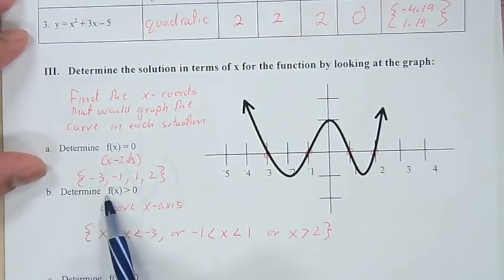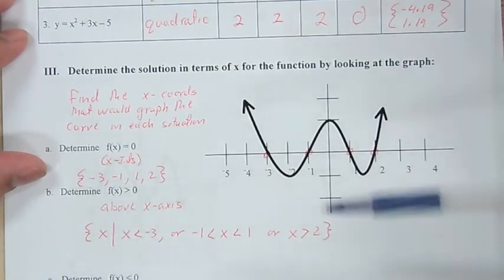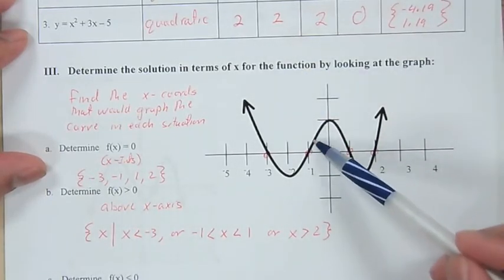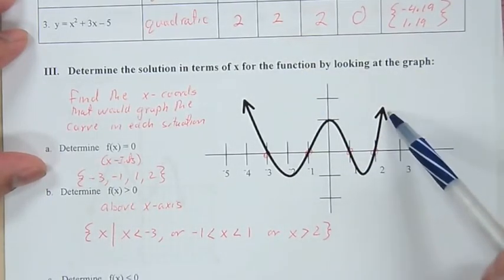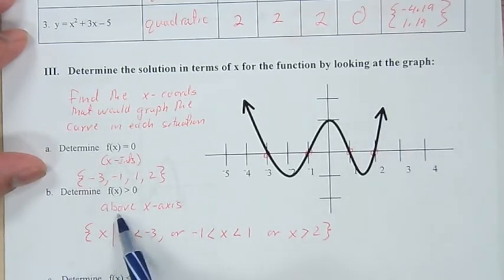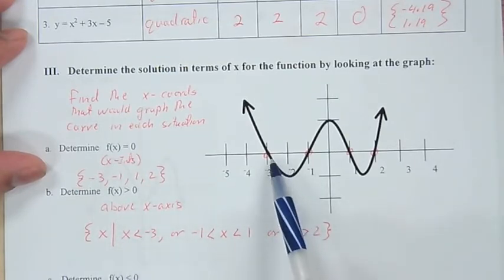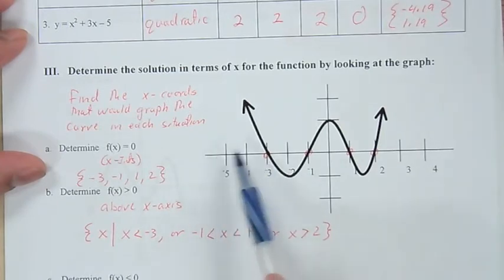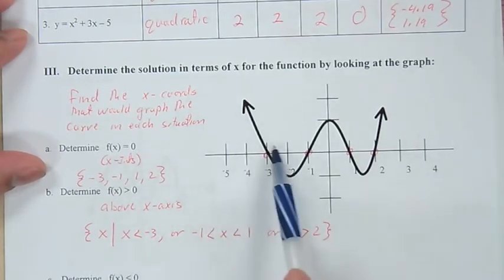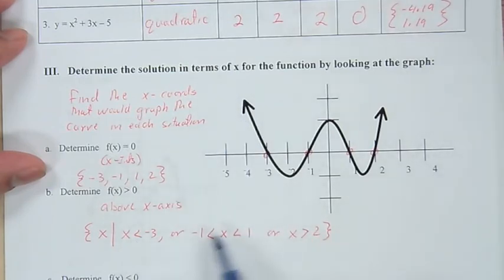Well, where's the graph? Determine when the graph is greater than 0. Well, it's greater than 0 here, right there, and right there. So it's above the x-axis. Now when we write the solution, we write it like this: draw our bracket, x, draw the bar. And the answer is coming here. It's above 0 at x less than -3, because for all x less than -3, the graph is going up.